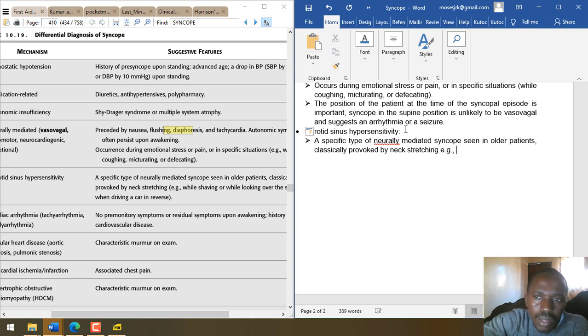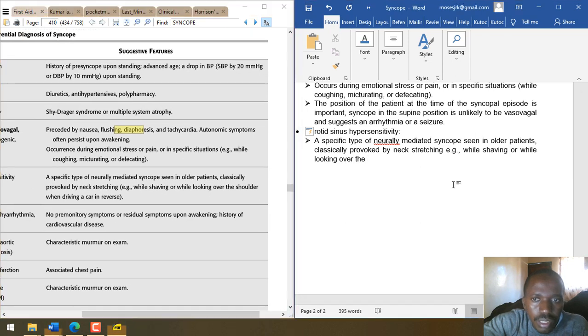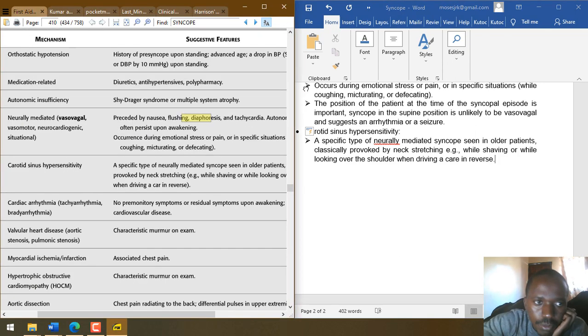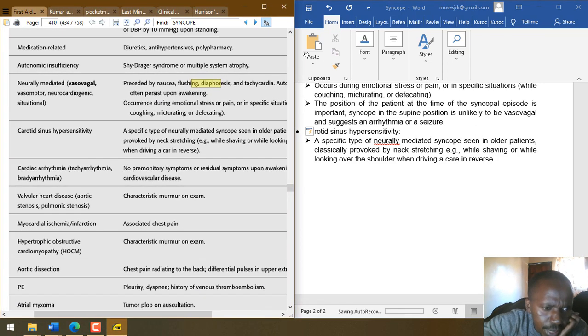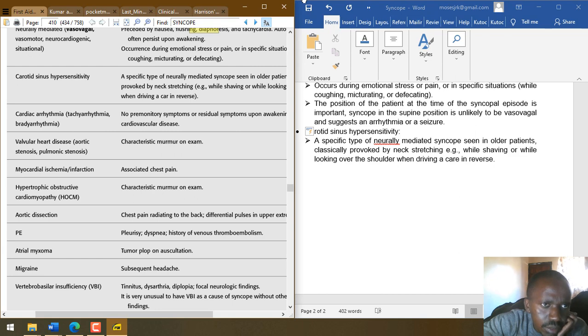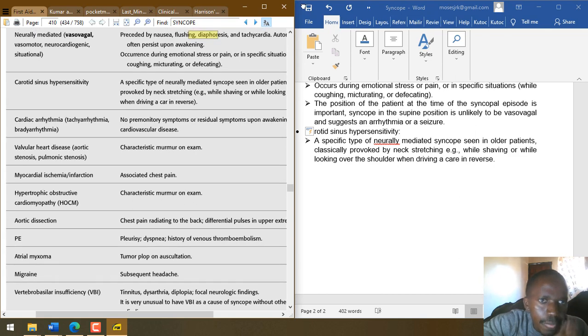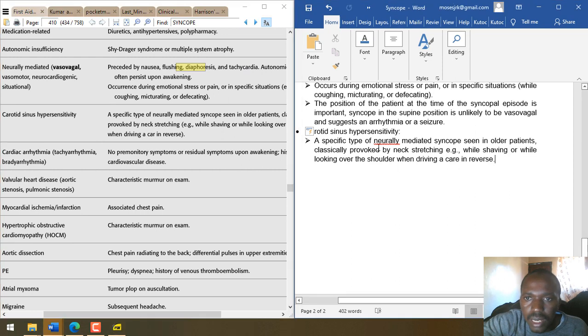while shaving, which is why it's important to ask what the patient was doing, or while looking over the shoulder. This is why you use your view mirrors when driving a car in reverse. So this is a type of neuromediated syncope. Was there something about neuromediated here? Okay, nope, there isn't, so we can leave that here.